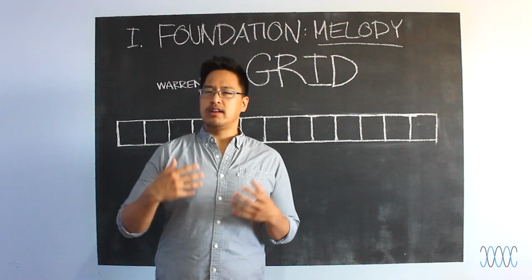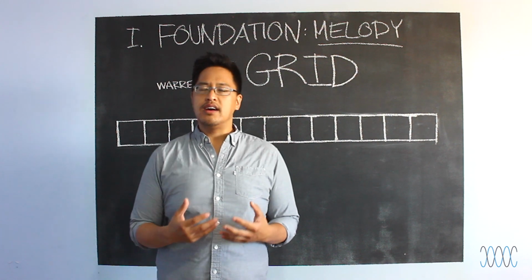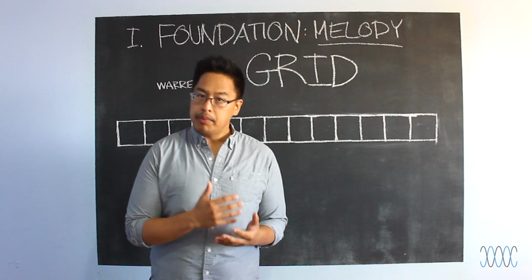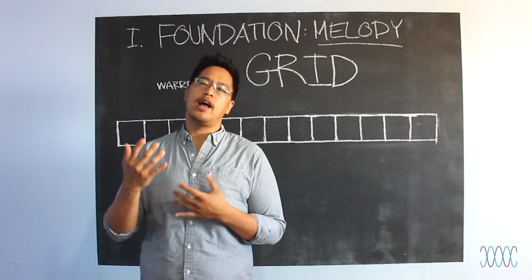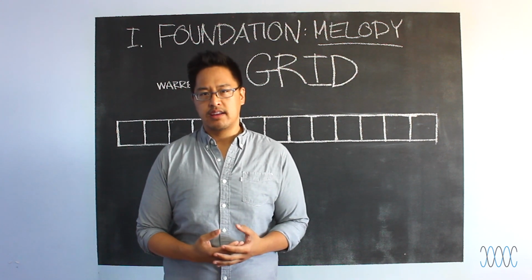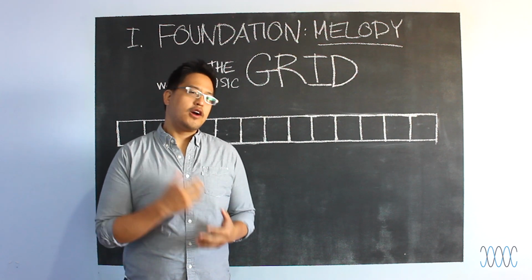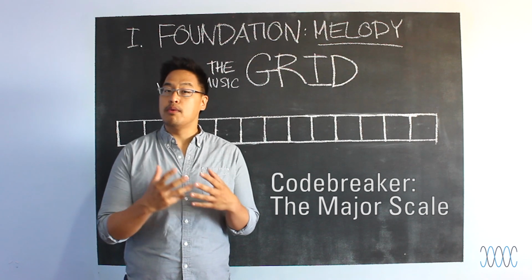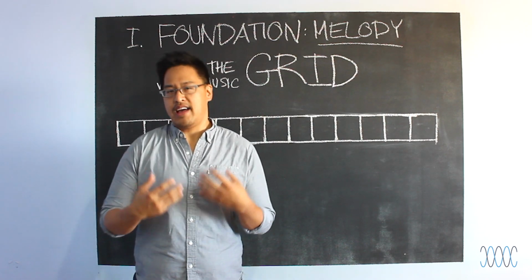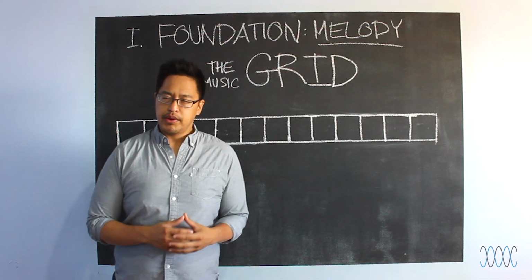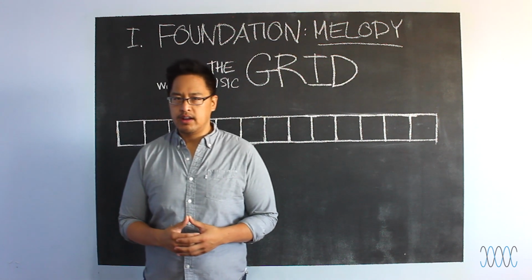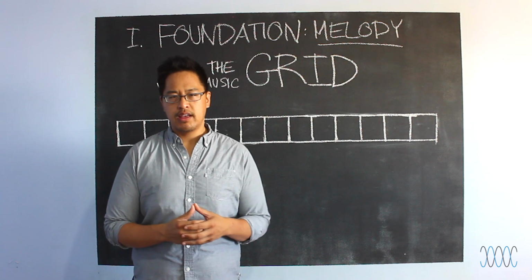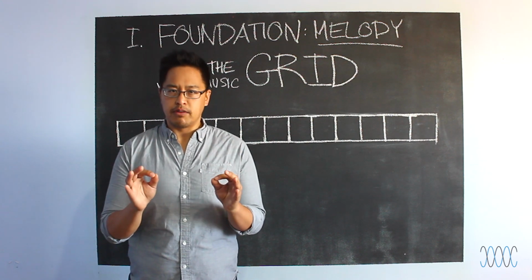Now that we know how melodies move and have an idea of how melodies can be described on the grid, we have one more piece of background information that can help us crack the code of melody. In this video, we'll explain the Codebreaker, also known as the major scale, which will tell us more about exactly how melodies move. If you've ever experienced difficulty working with melody, or if you're simply looking for some clarification on it for your own music making, this is vital information.